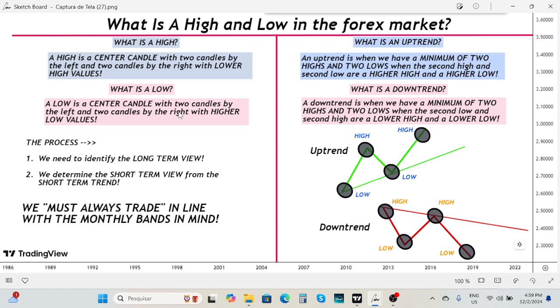And when it comes to using the Fibonacci in the right way, the original Fibonacci, it will also be difficult for us to use that Fibonacci if we don't know what is a high and a low, a downtrend and an uptrend. So first of all, we need to understand what a high is.